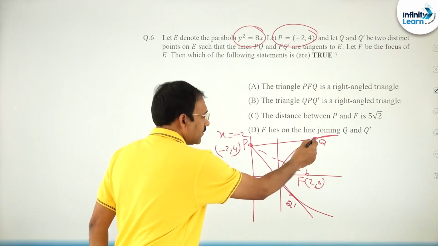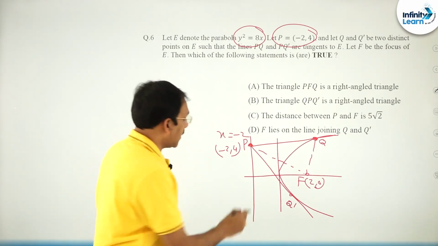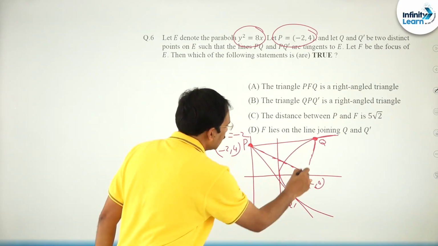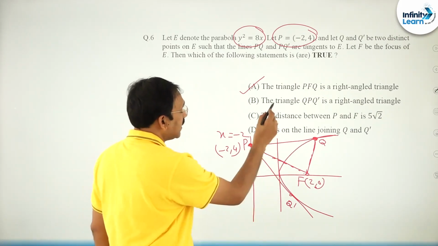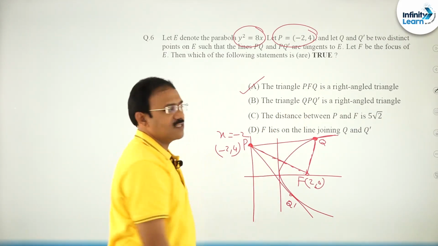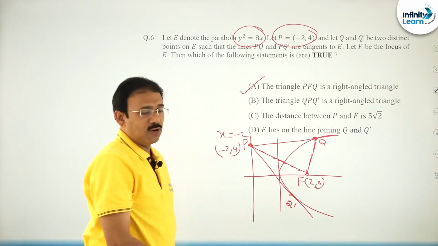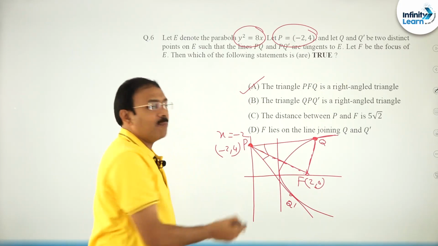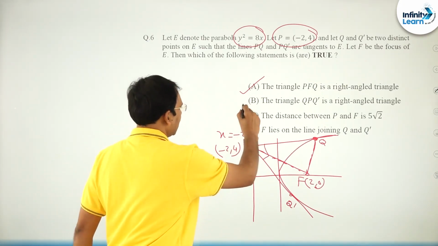The portion of the tangent between the point of contact and the directrix subtends a right angle at the focus. So, option A is correct. Next, friends, the triangle QPQ dash is right angled. Yes, because from any point on the directrix, if you draw the tangents, they will be perpendicular to each other.